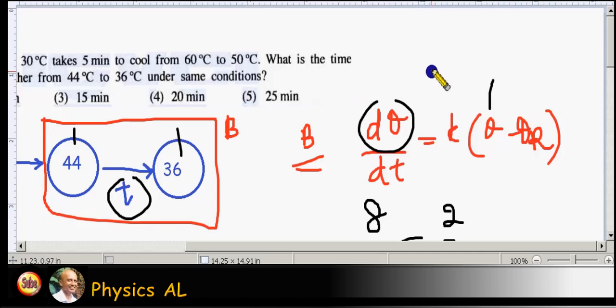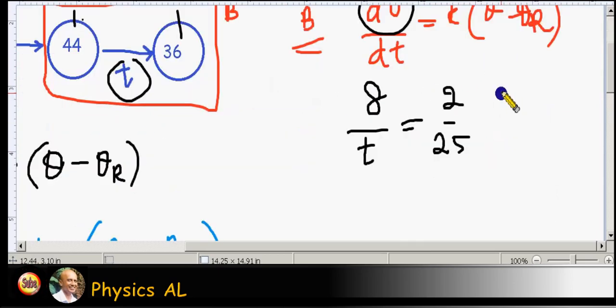How? The center value. Not 36, not 44. 36, 40, 44. Here 4, here 4. The center value is 40. The center value is 40. That is the mean actually. So you have to take 40 here. Then in brackets 40. Room temperature is still 30.